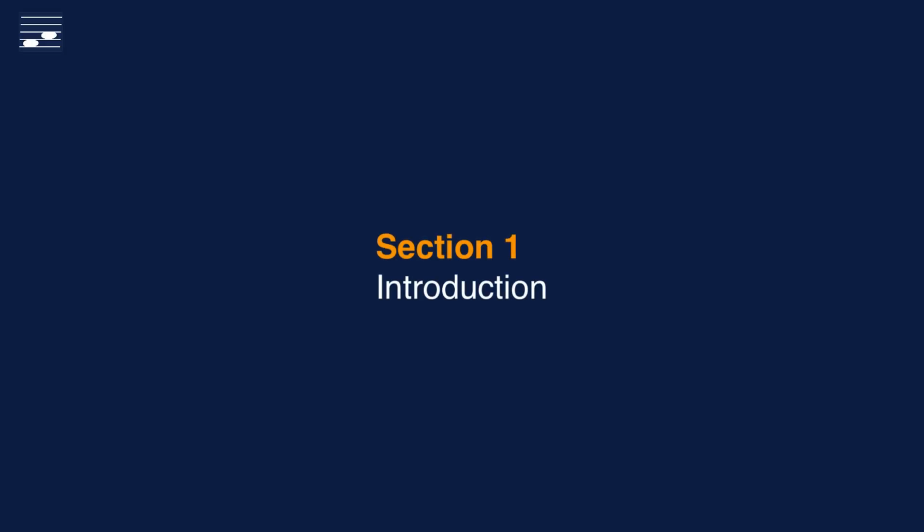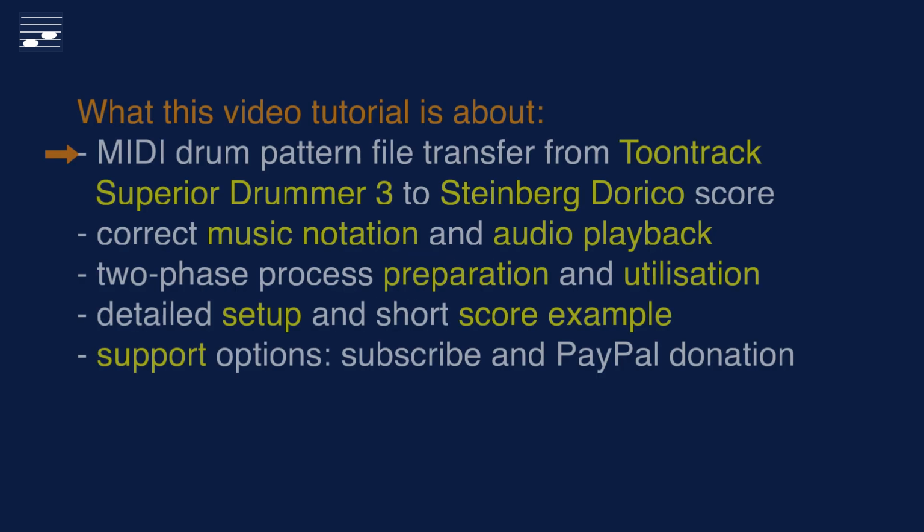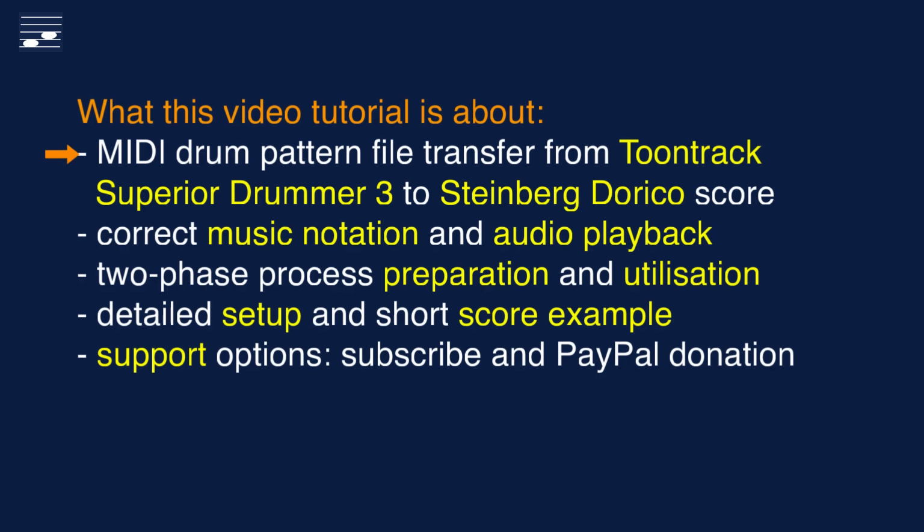In the past, I failed to find a working solution for grabbing a MIDI groove pattern in the Superior Drummer browser and copy that over into the Dorico music notation software, obtaining correct staff notation and audio playback. Recently, I returned to this problem and found the correct procedure, here presented as a two-step process. You'll see the preparation phase setup details and then the utilization in a brief score example.